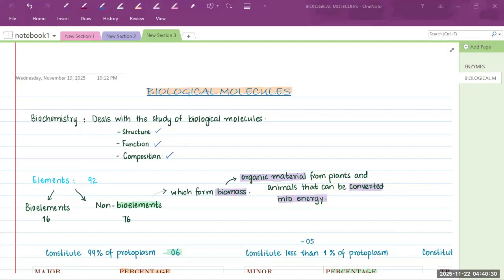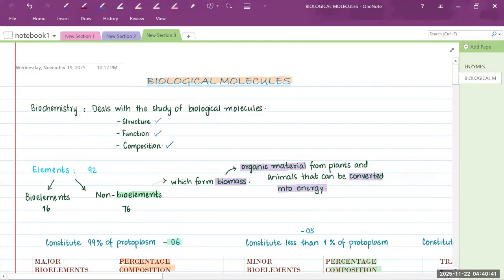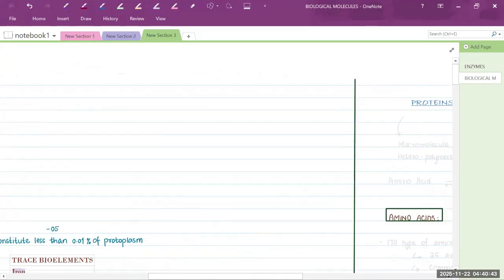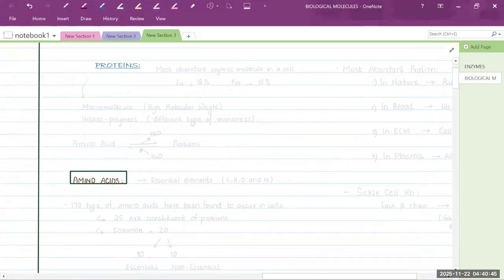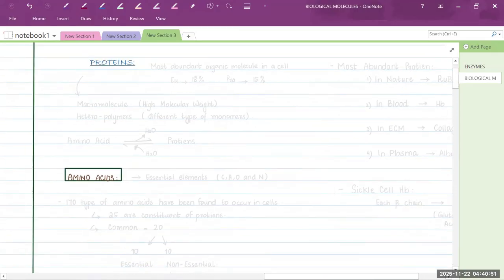Today we'll be doing biological molecules. This is the second part of that chapter. In the first part we did the introduction to biological molecules, then we did water and carbohydrates. In this part we'll be moving on to proteins, lipids, nucleic acid and conjugated molecules. So without further ado, let's get started.